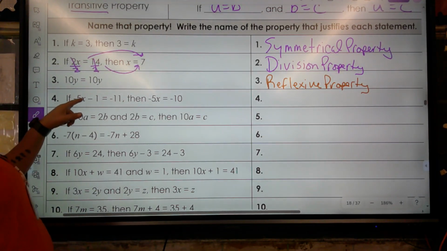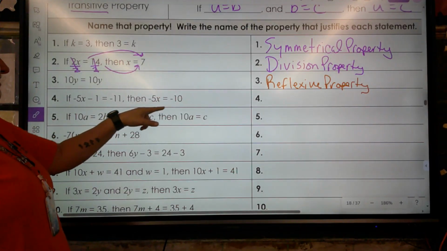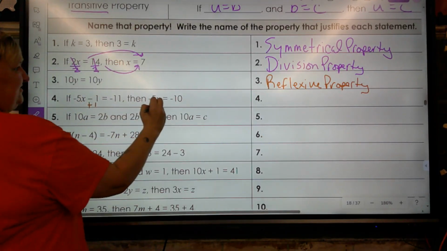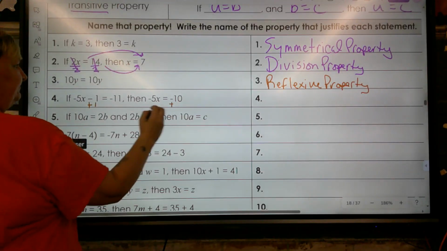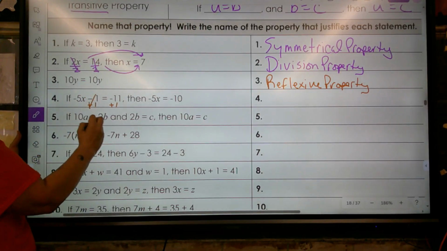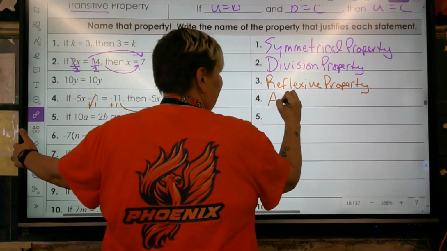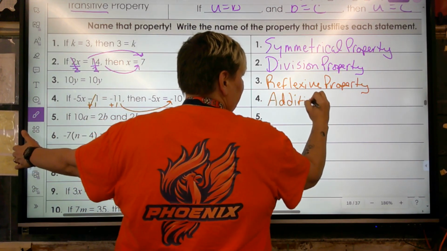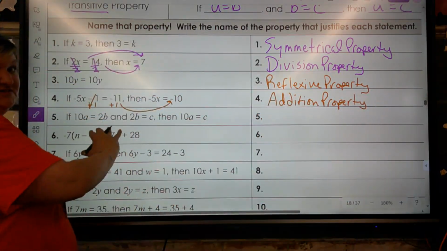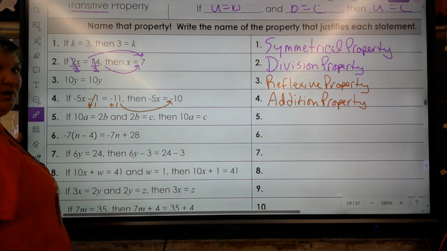If negative 5x minus 1 equals negative 11, then negative 5x equals negative 10. So how did we get from here to here? We added 1 to both sides. These canceled, and this became negative 10. If we added 1 to both sides, then that's addition property. In a way, you've been doing these all along. You just didn't realize they had official proper names.